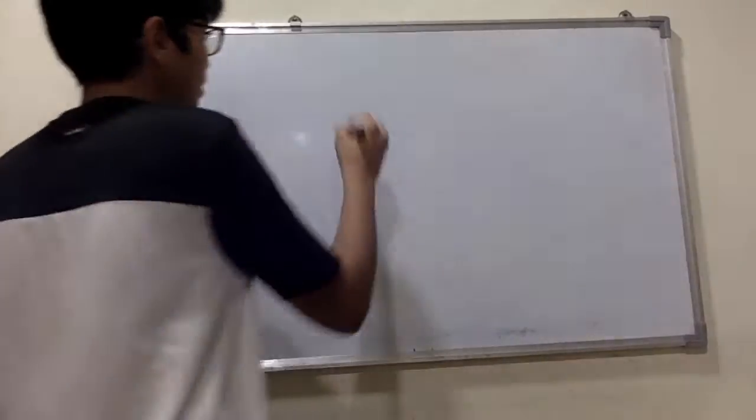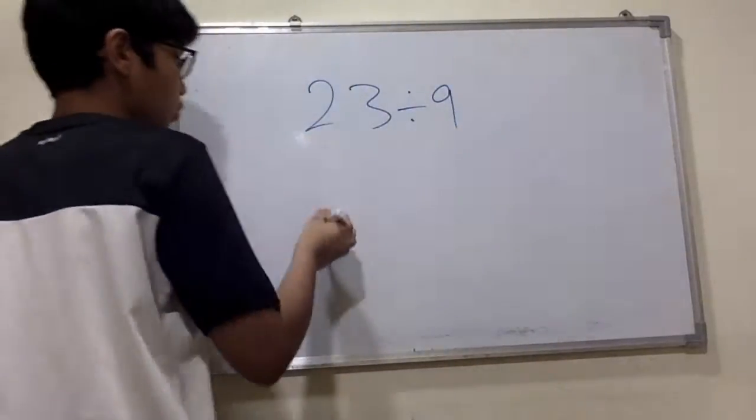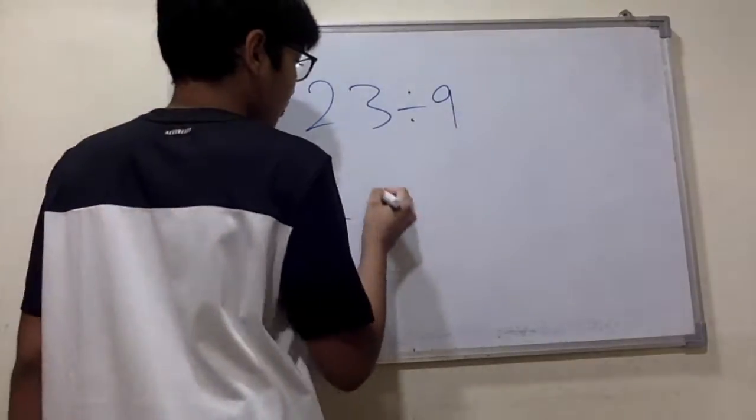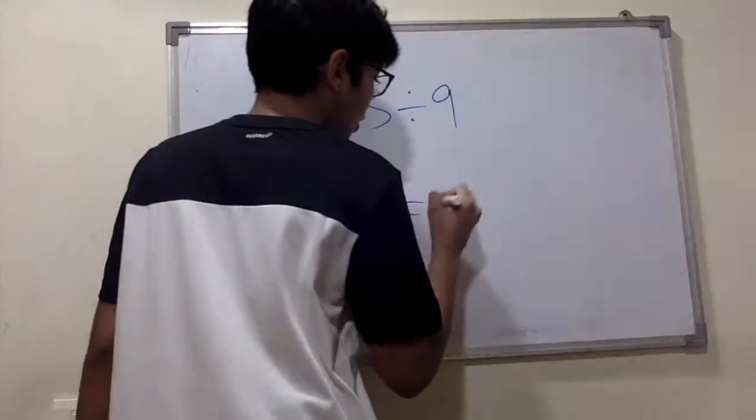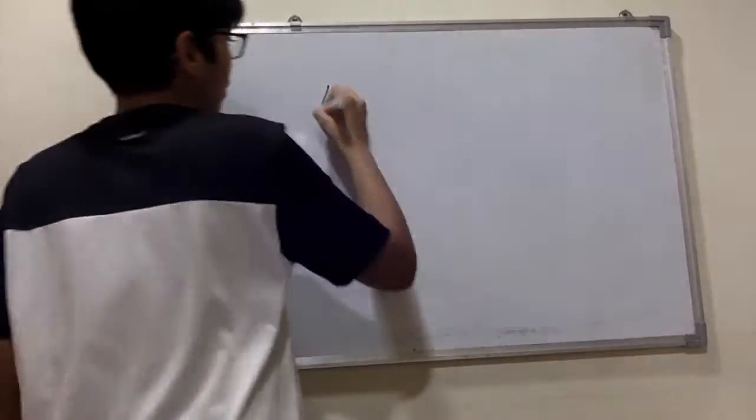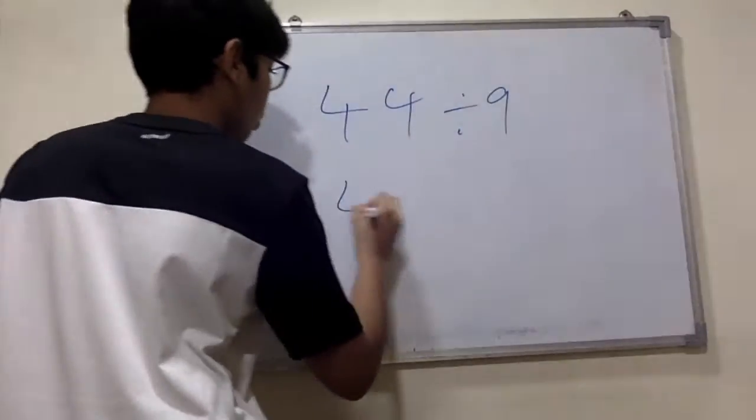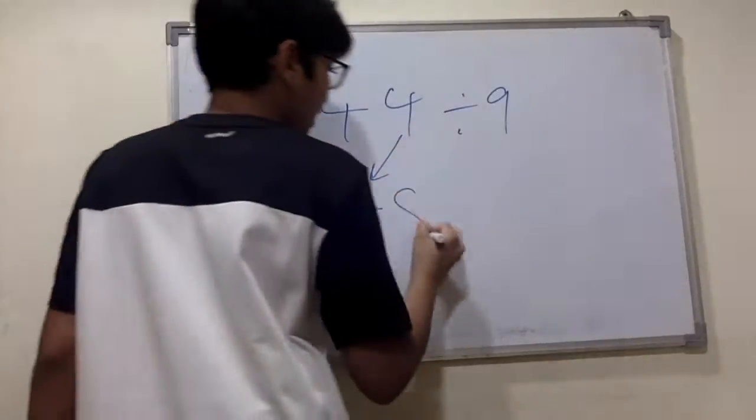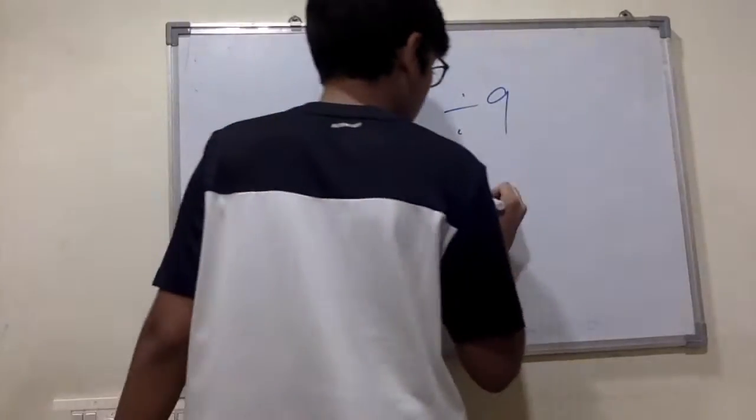Okay, so let's say the question is 23 divided by 9. To do this, I'll have to take 2 down first. Then I'll have to add 3 to 2. That will give me 5. Then my quotient will be 2 and my remainder will be 5. Let me give you one more example. Let's say 44 divided by 9. Again, I'll take 4 down as it is. Then I'll add this 4 to this 4. That will give me 8. My quotient will be 4 and my remainder will be 8.